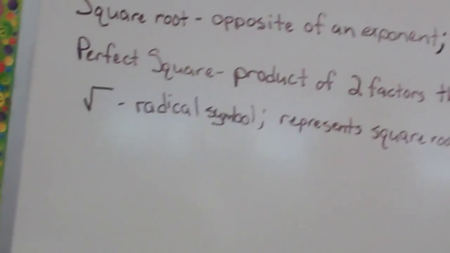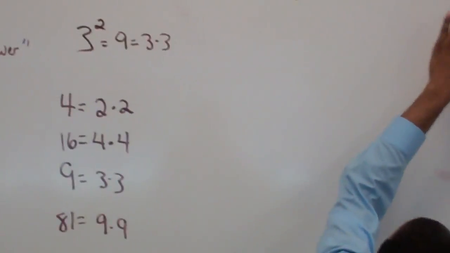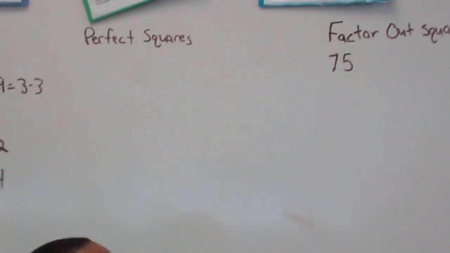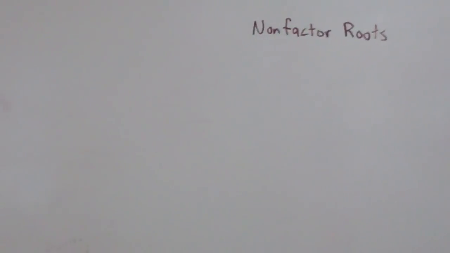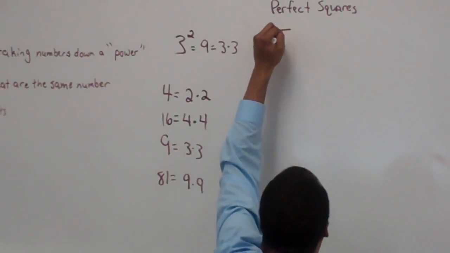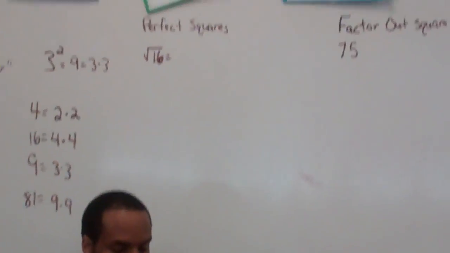All right. We have 3 different types of square roots that we work out. We have the perfect square, the factor out square roots, and the non-factor roots. For perfect square roots, can anybody take a wild guess and tell me what the answer to that would be?